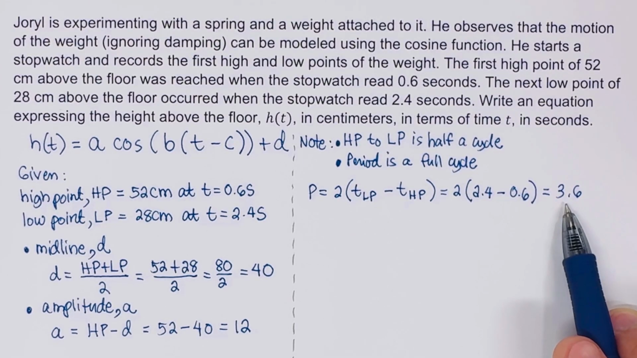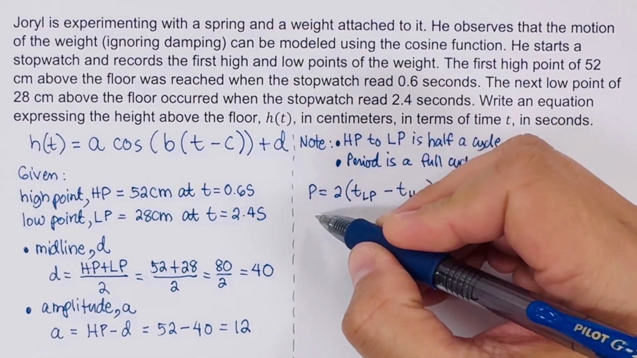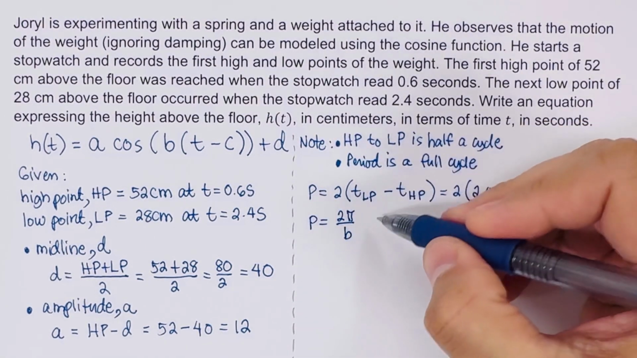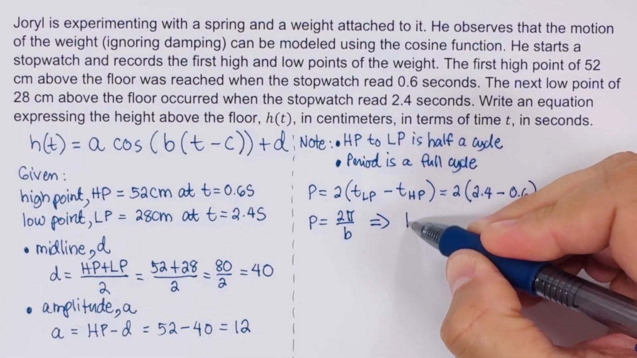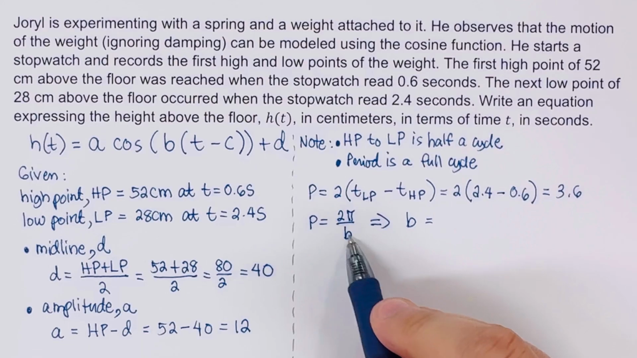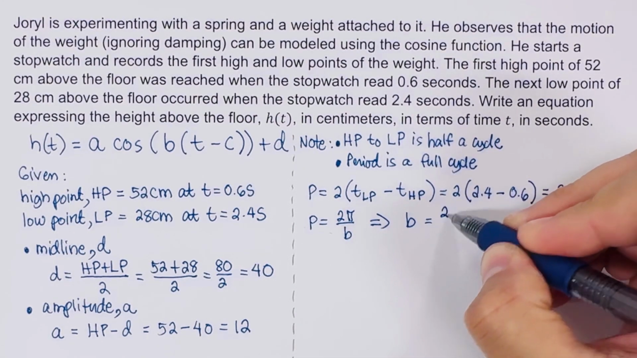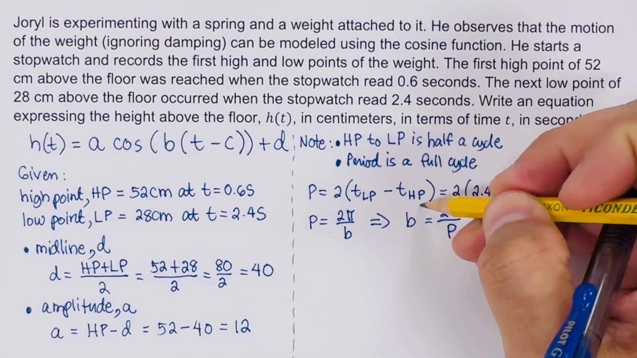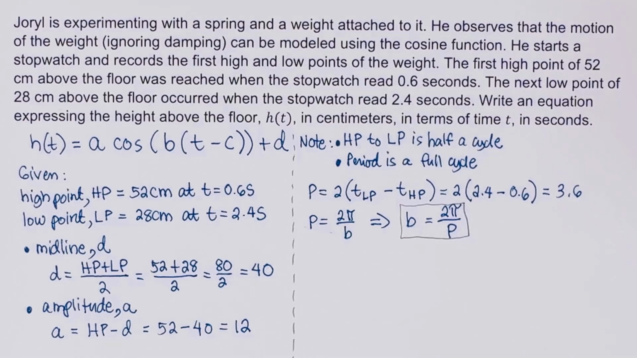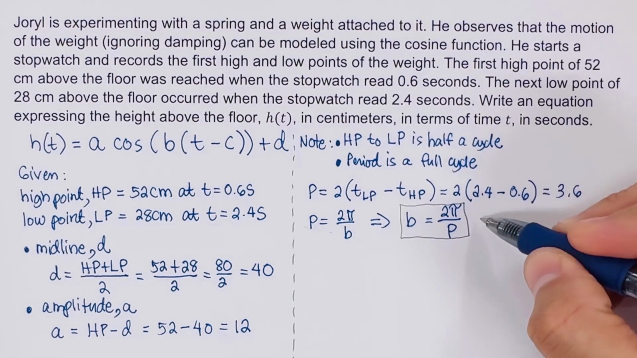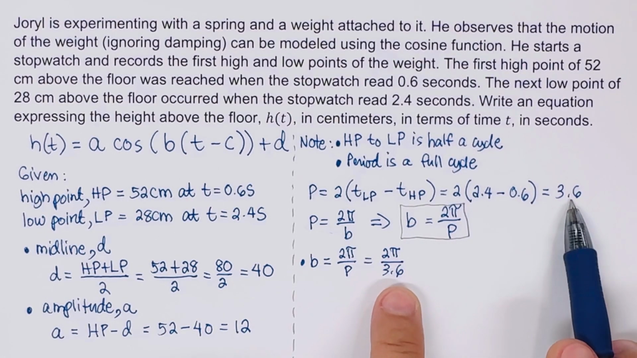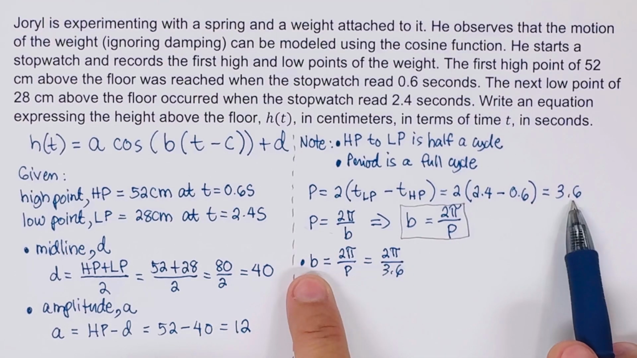Now we're going to solve for B. We remember that the other formula for period is 2 pi over B. So we can say that our equation for B is, we just switch their positions right here. So B is actually 2 pi over P. So this is the equation that we're going to use to solve for B. So I go ahead and plug in the values here. I plugged in the P value of 3.6 here. So our B is 2 pi over 3.6.